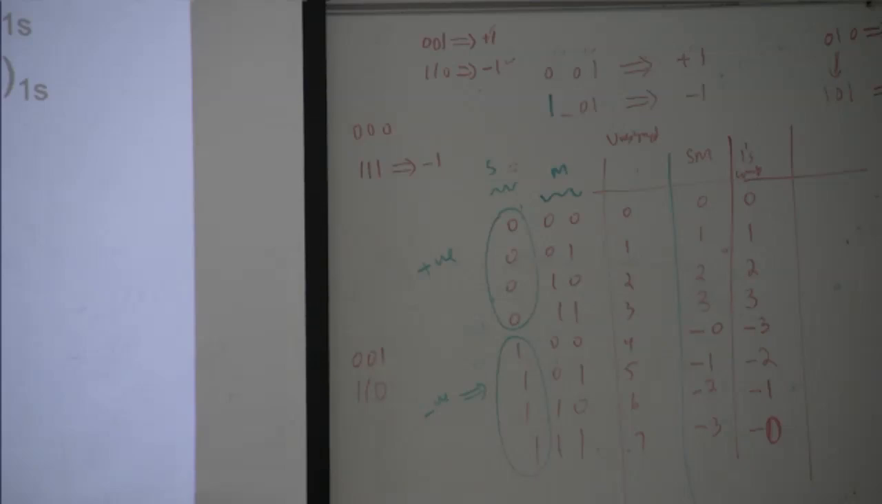8 plus 4 plus 2 is 14. So how can we represent 14 in an 8-bit number? So it is 1, 1, 1, 0, and we want to represent it in an 8-bit number. So this is 0, 0, 0, 0. This is what?